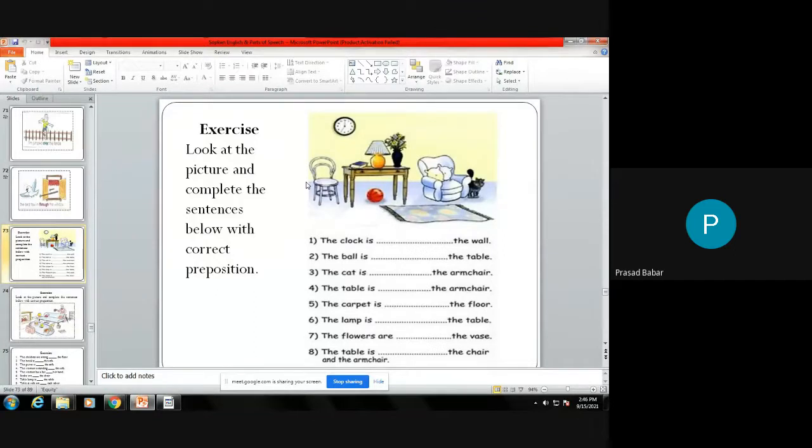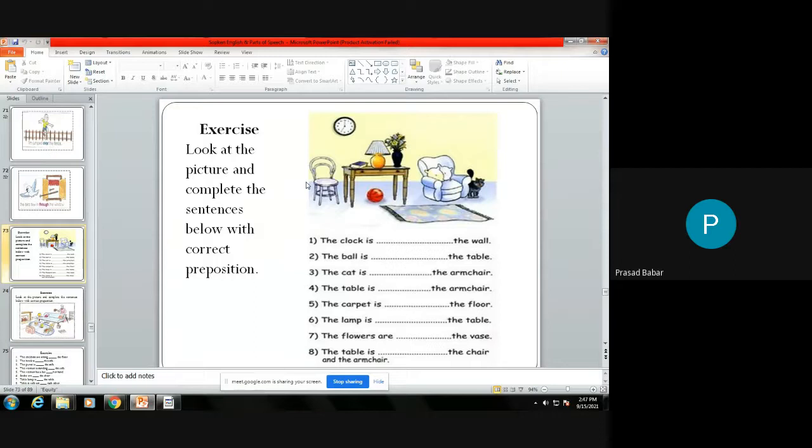The cat is beside the armchair. त्या आर्मचेअरच्या किंवा ती हात असलेली जी खुर्ची आहे त्या चेअरला लागून ती मांजर उभी आहे. सो कॅट इज बिसाइड द आर्मचेअर. देन द नेक्स्ट इज द टेबल इज डॅश डॅश द आर्मचेअर. Beside. Yes, we will use beside. In this example also we will use beside. The table is beside the armchair.